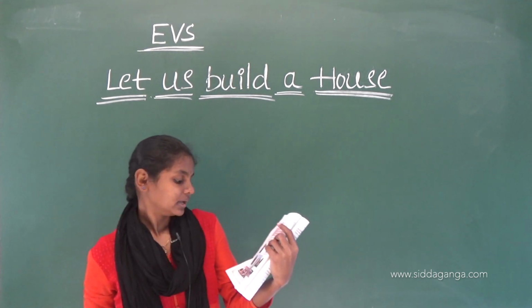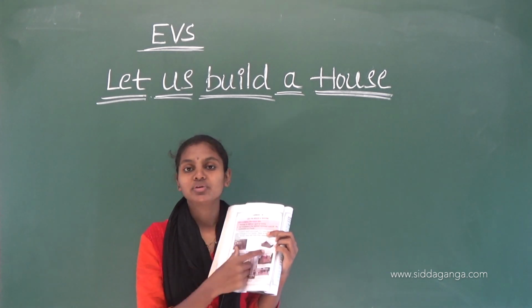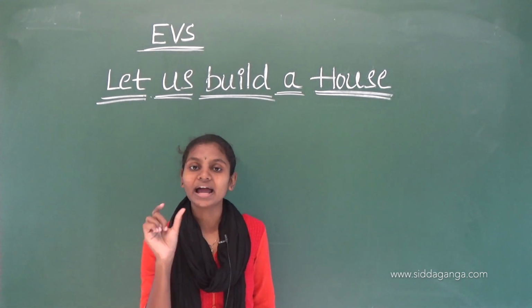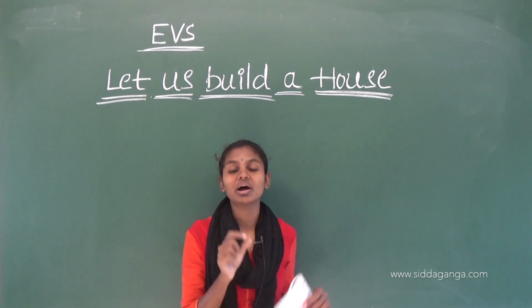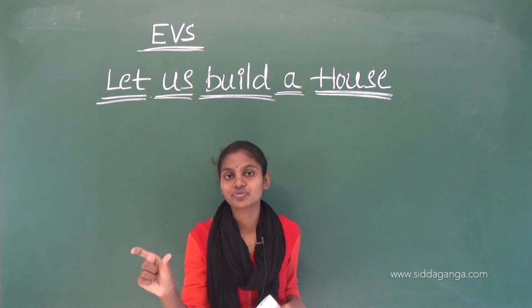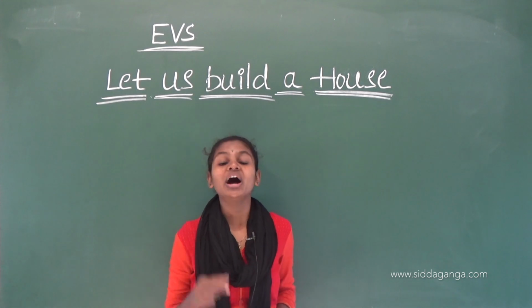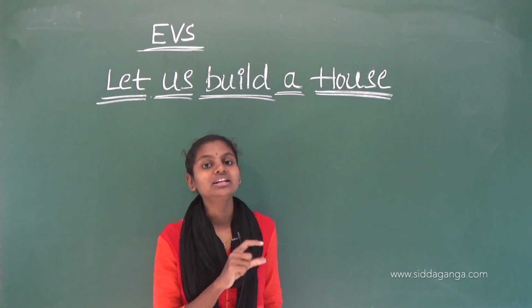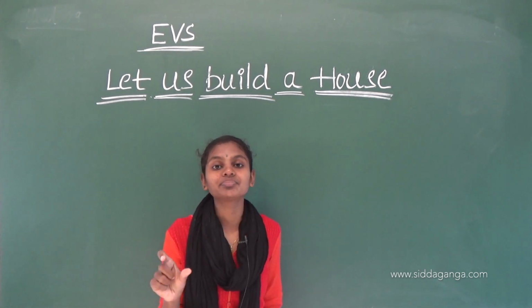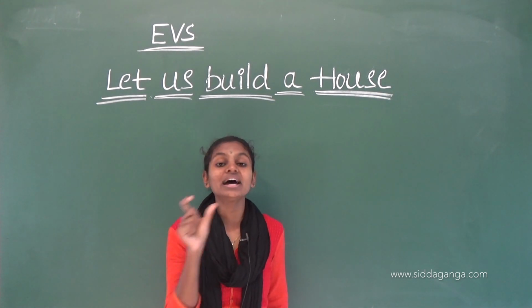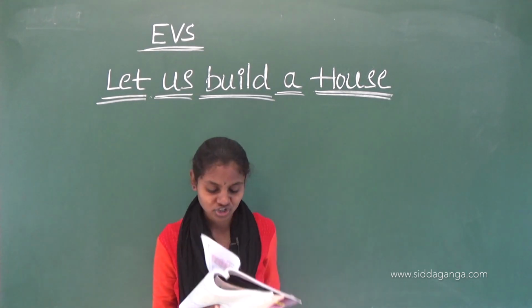So below the paragraph you can see different types of houses. What you have to do is identify the houses given here and also write the names of those houses. Understood? You have to identify the given houses and also write the names of the houses. Okay, let us see these pictures.